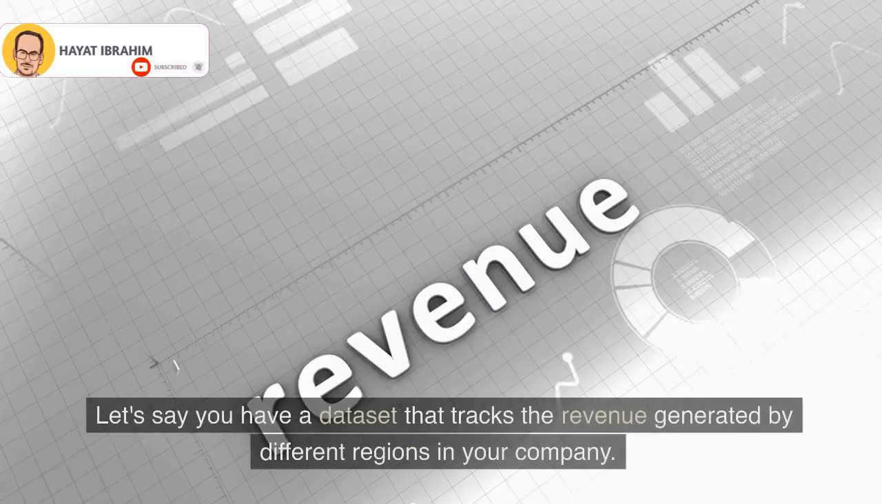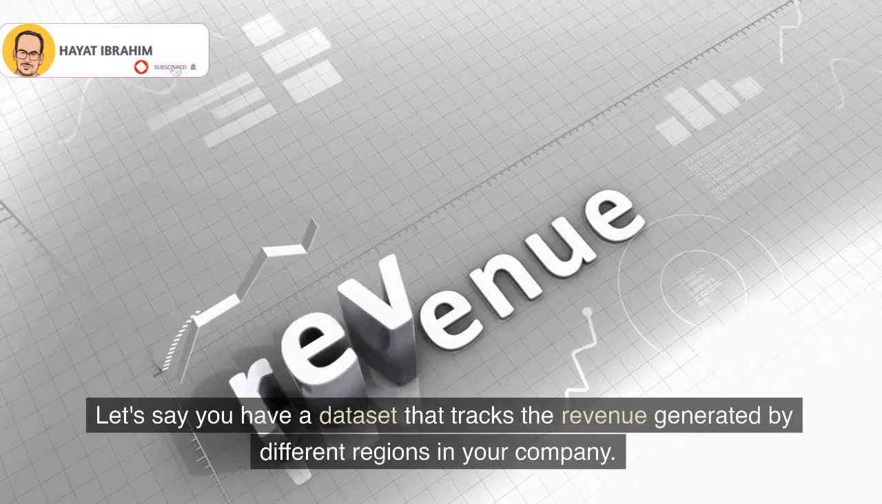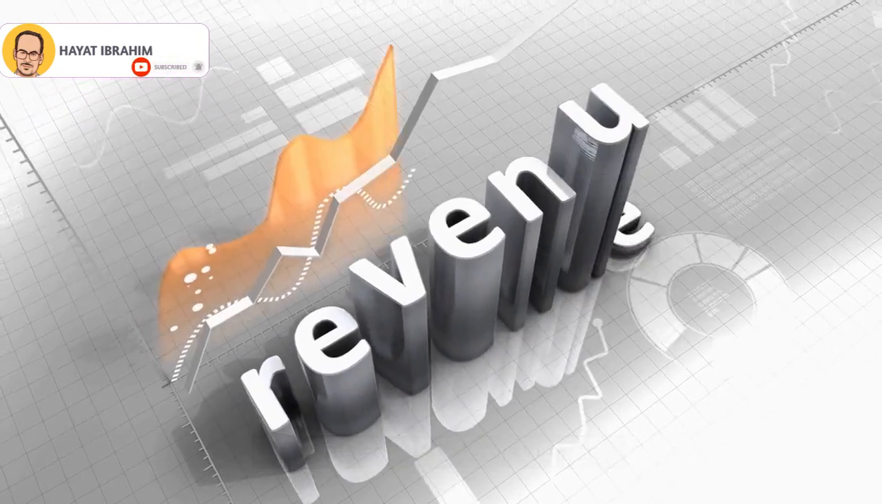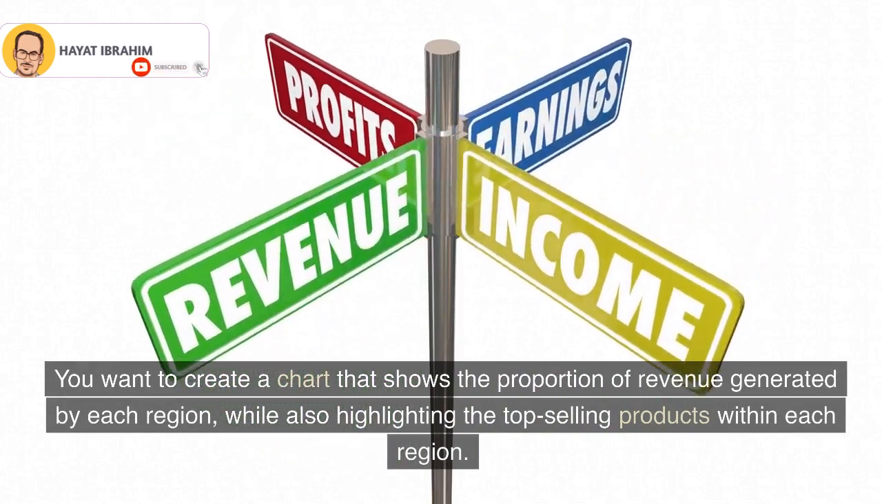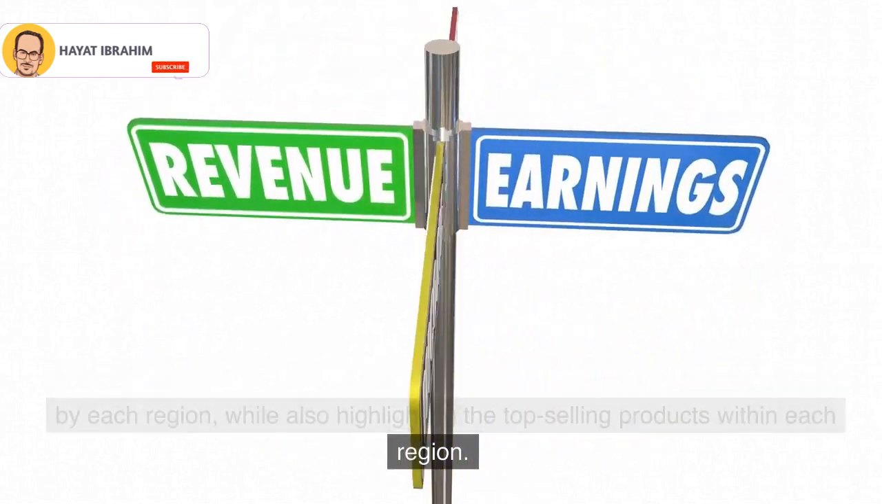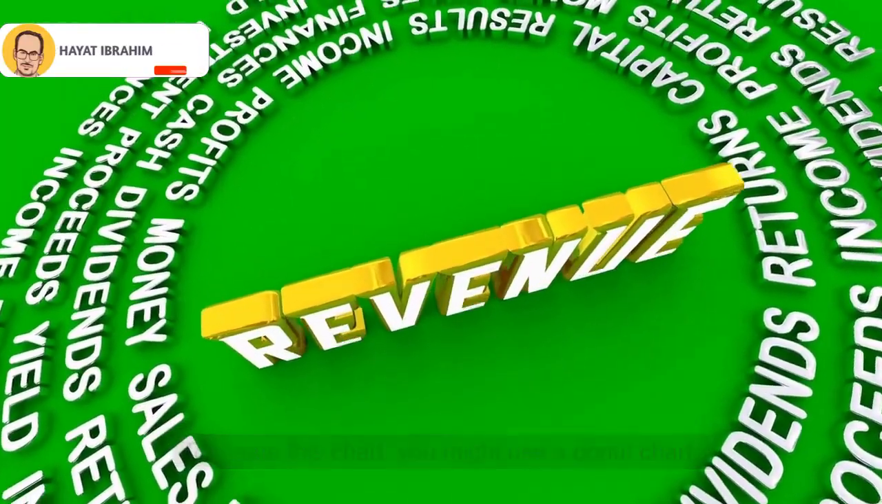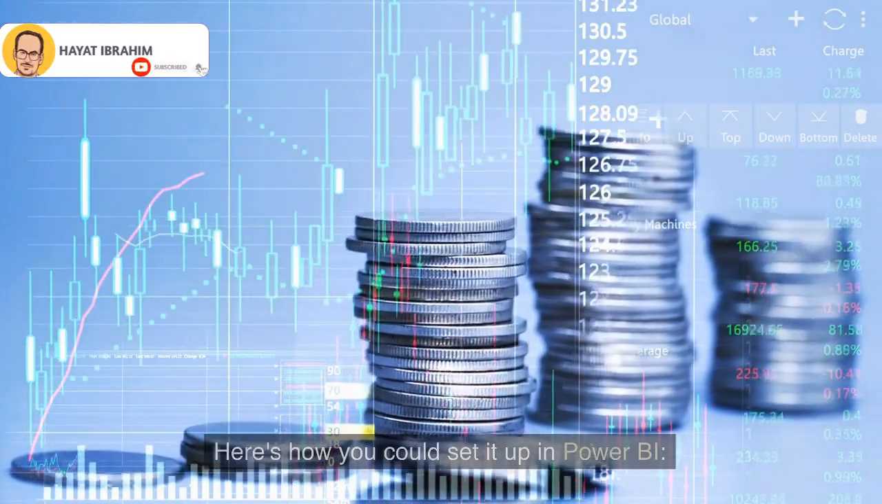Let's say you have a dataset that tracks the revenue generated by different regions in your company. You want to create a chart that shows the proportion of revenue generated by each region, while also highlighting the top selling products within each region. To create this chart, you might use a donut chart. Here's how you could set it up in Power BI.